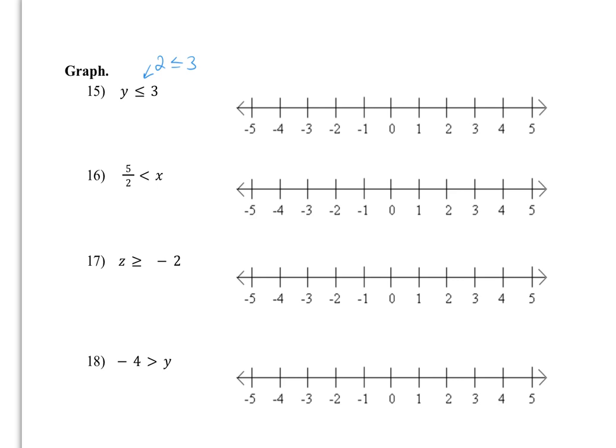3. Okay, put a dot on 3. And because it can equal it, we're filling that dot in. If it was just less than 3 or bigger than 3, I'd have to use an open circle. But because it's equal, I'm filling it in, okay? Now, which direction were those numbers that did work? Were they to the left or to the right? To the left.